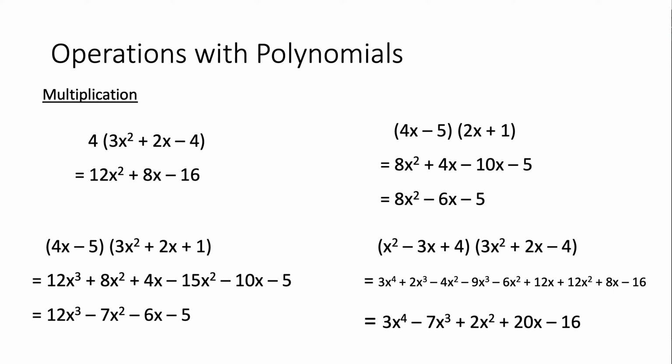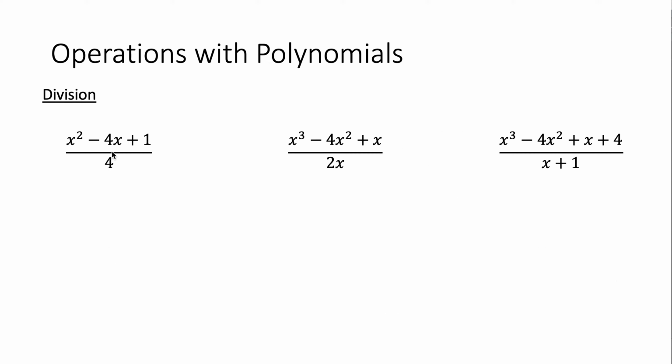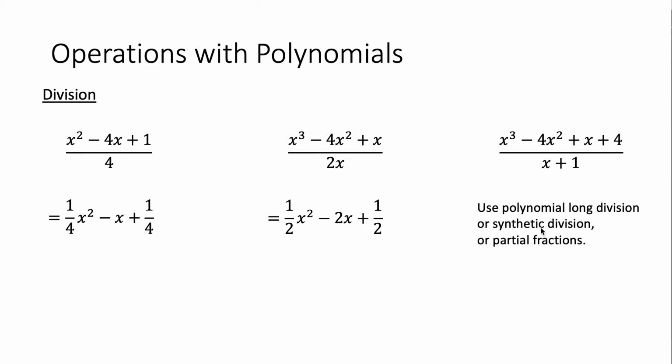Okay, division. Well, if you're just dividing by a simple monomial or just a simple constant, just divide each term by that number. Same thing here, divide each term. Remember, x cubed divided by x is x squared, divided by x is x, divided by x is 1. When you get to this, it becomes a lot harder. And there's 3 different methods that we're going to learn how to do this. Look at the next video.